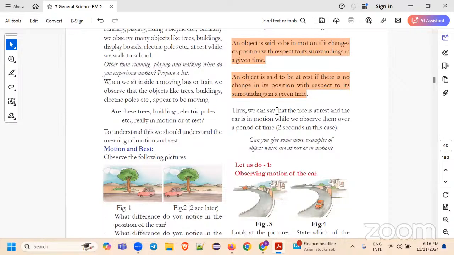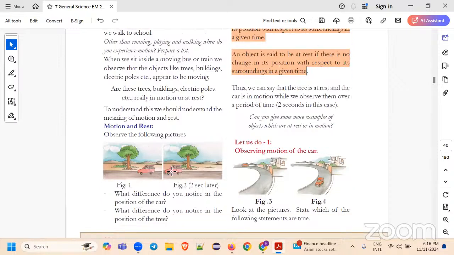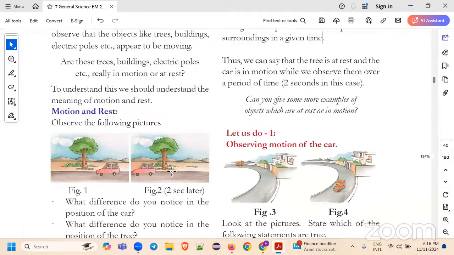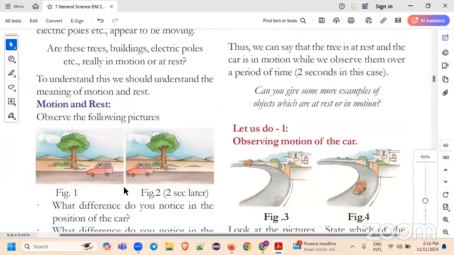If a body is moving, here you see a diagram is given. Here a car is moving with respect to a tree. Let us take a simple example. With respect to the tree, the car is moving. But with respect to the car, it seems the tree is moving, because the person is inside the car.